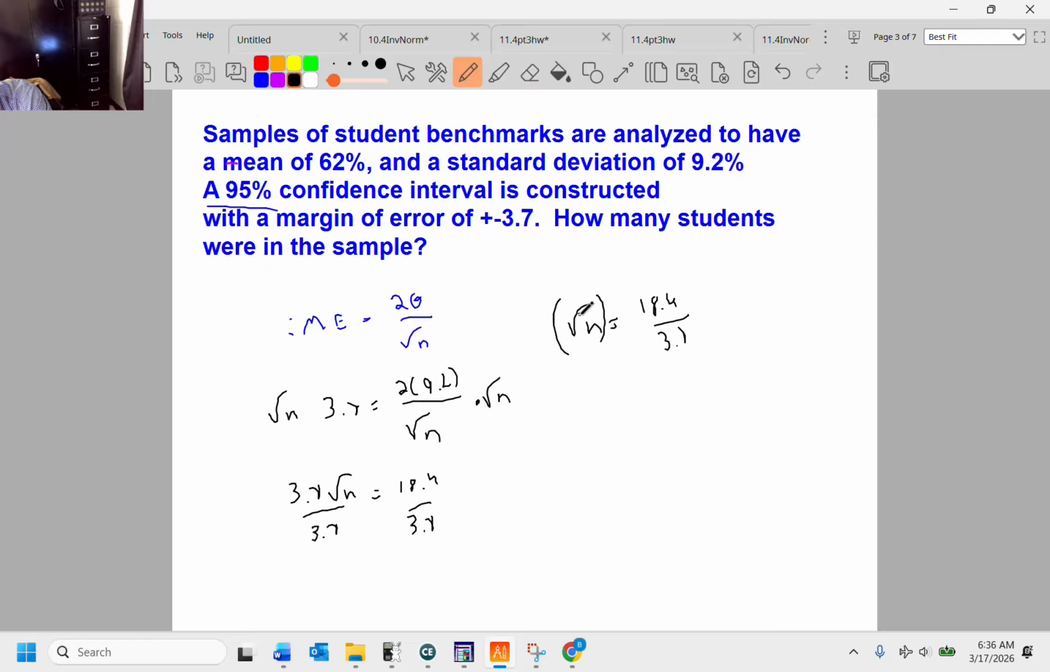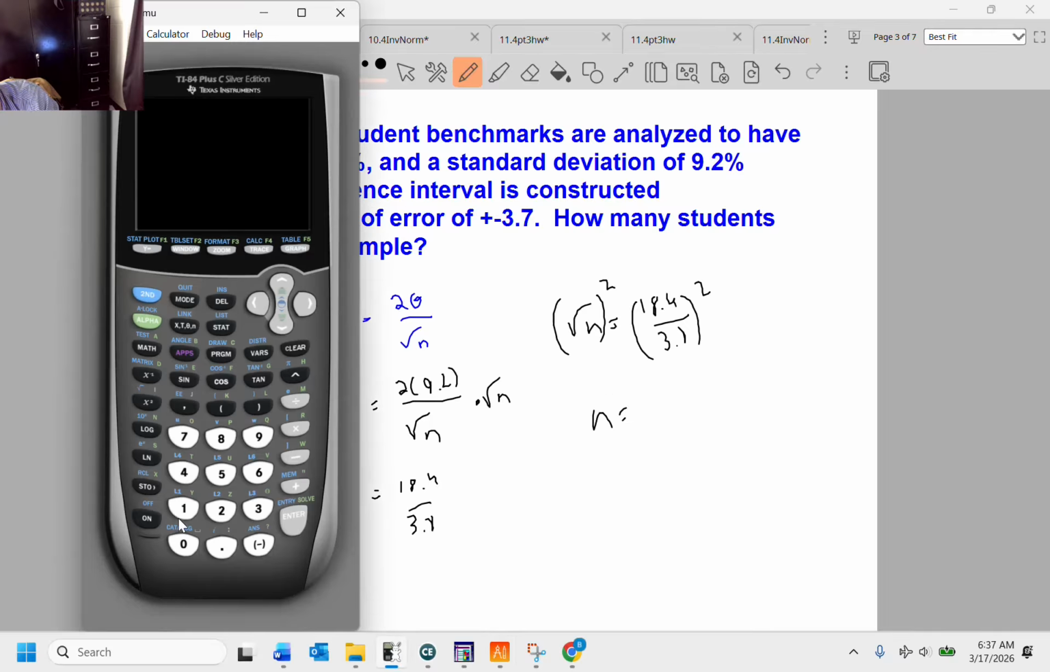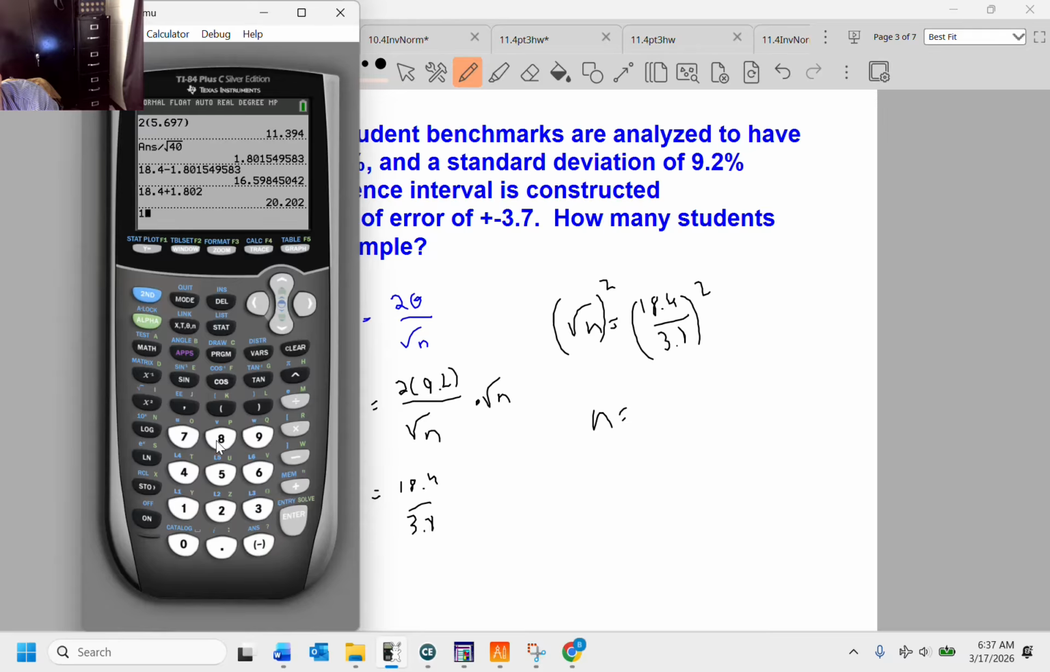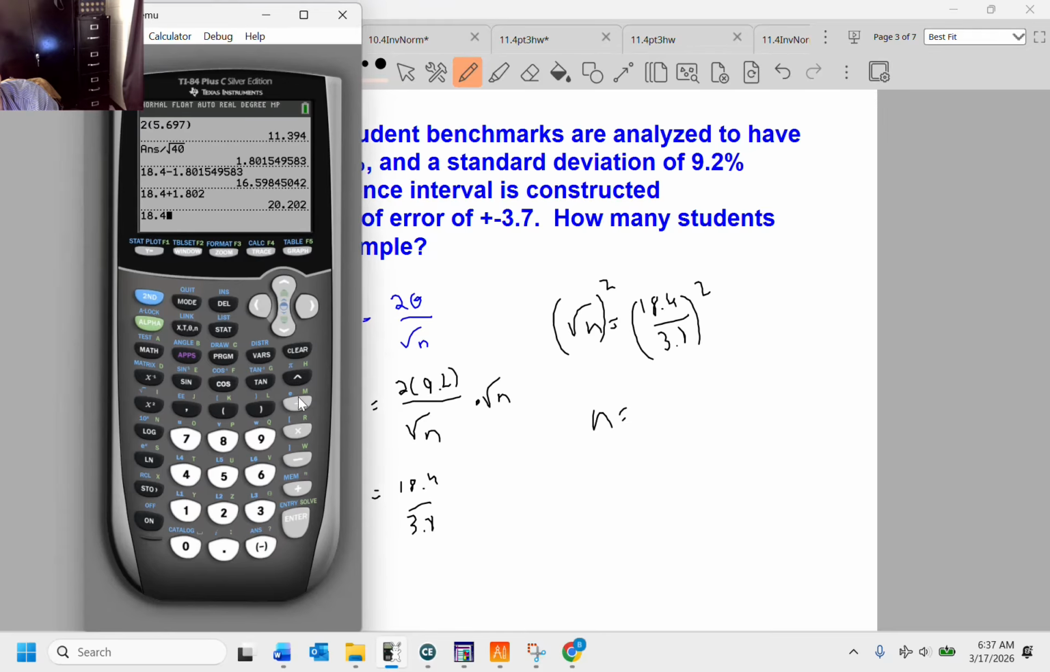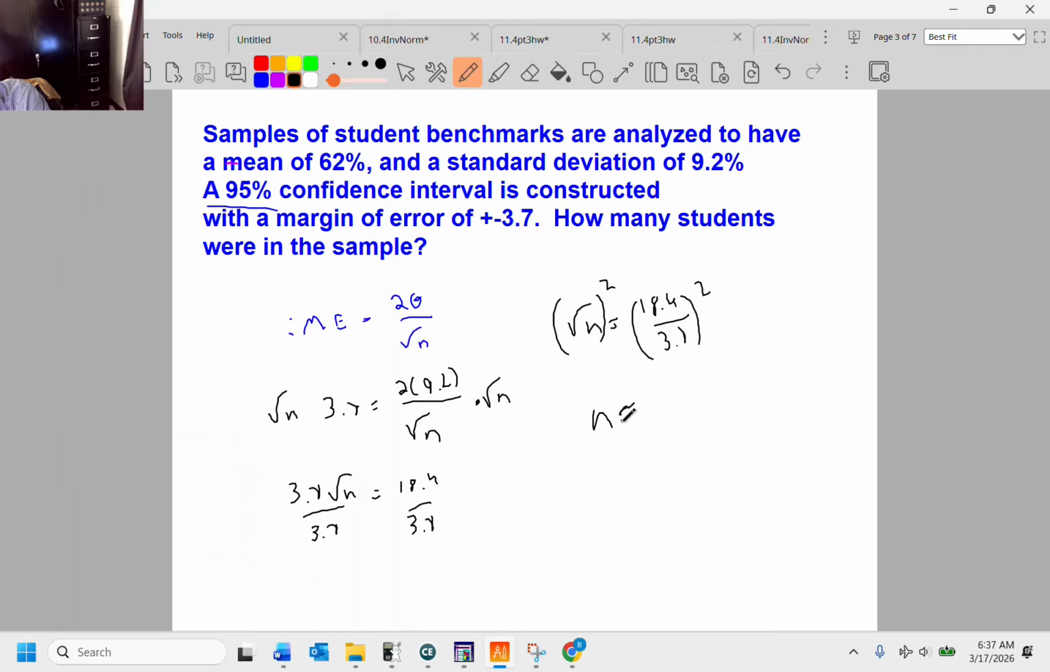And the last move, the opposite of square rooting, has always been squaring. So now I'm going to go to my trusty little TI-84, and I'm going to see what 18.4 over 3.7 all squared is. And that's going to be, when I round appropriately, the number of people that were in the sample. It's going to be close to 25. It's going to be so close to 25, I'm going to say 25. If there were 24 people, it wouldn't have done it. You wouldn't have got 3.7 as your margin of error. Had to have been 25. Moving forward with our lives.